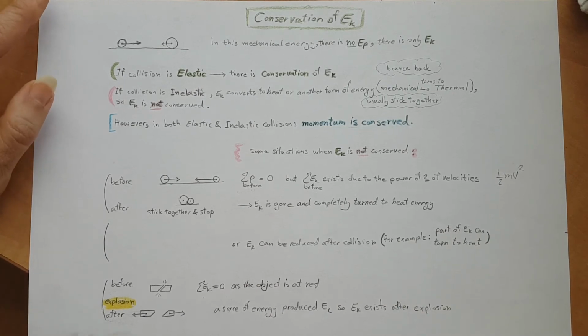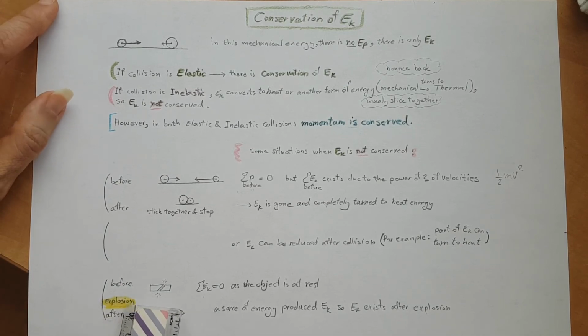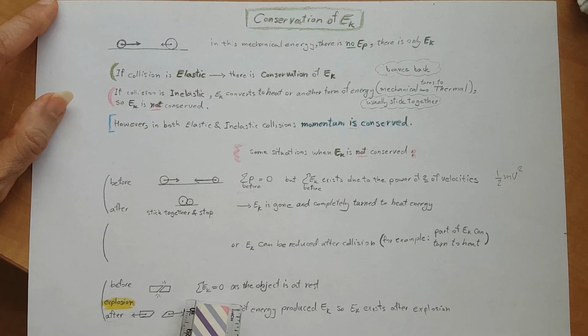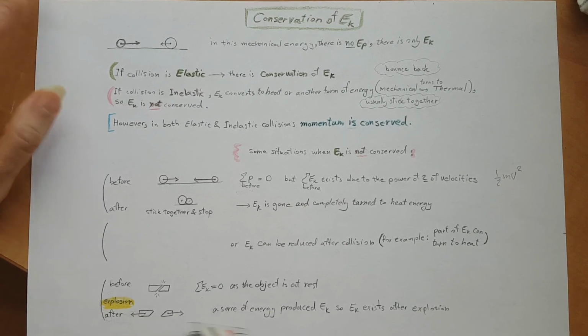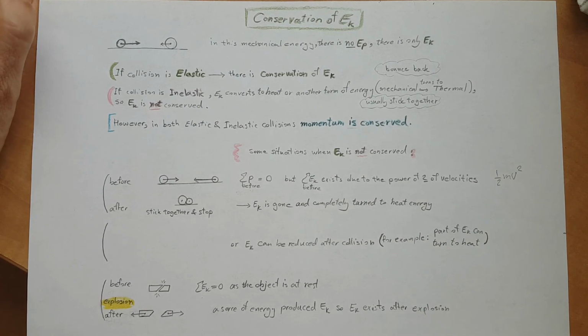And there are situations where before collision we don't have any kinetic energy. We don't have any movement. Imagine this is here, and suddenly an explosion causes these two pieces to separate from each other, and a source of energy in here which causes this explosion produces EK. So EK exists after the explosion. Before it doesn't exist, after it exists.